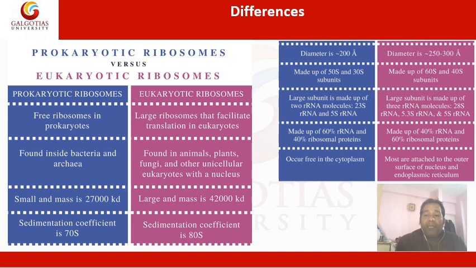The prokaryotic ribosomes are mainly made up of ribosomal RNA, which constitutes about 60% of their total weight, and they have a small content of ribosomal protein, that is around 40%. However, the eukaryotic ribosomes have a major fraction formed by ribosomal protein, that is around 60%, and a small fraction of ribosomal RNA, around 40%.